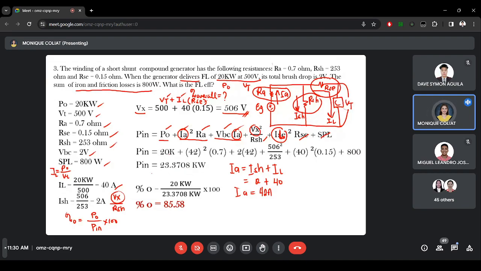So, nakapag-example na tayo ng long shunt, short shunt, at shunt generator. Naintindihan nyo naman. Paulit-ulit lang siya. It's just that you have to know how to analyze the circuit, so that you will know how to get the input power per generator.